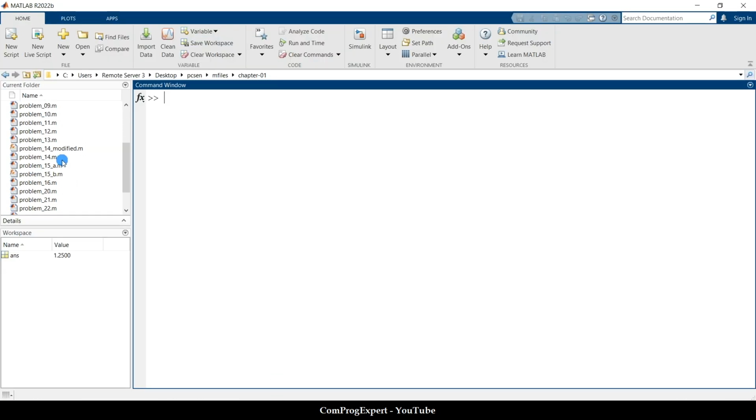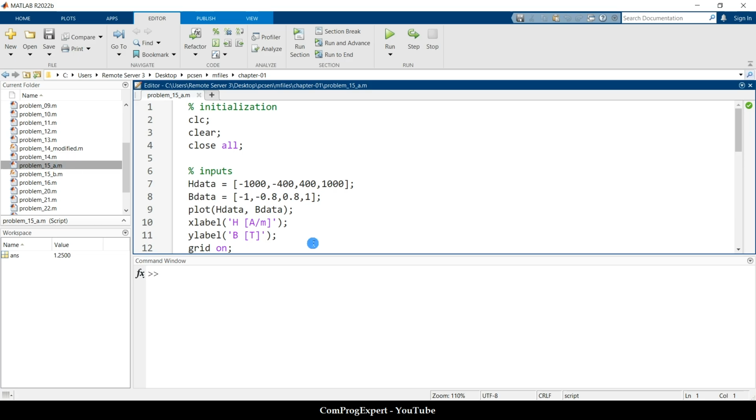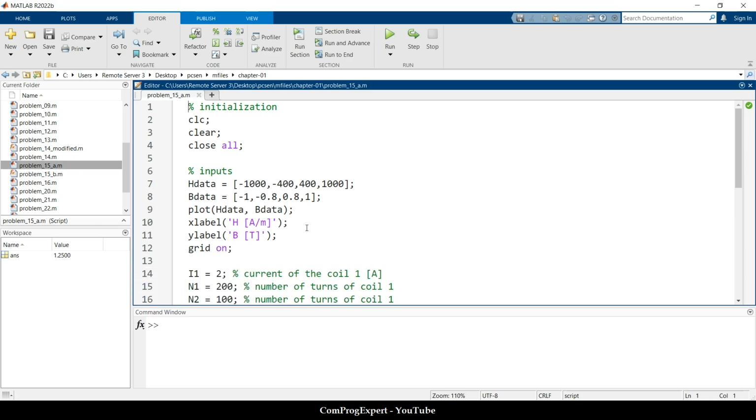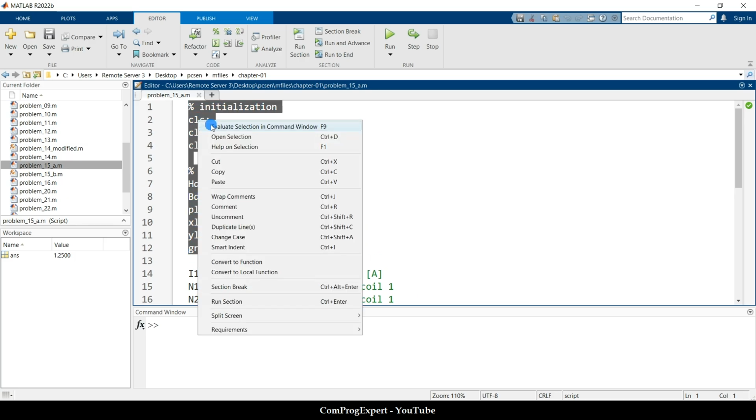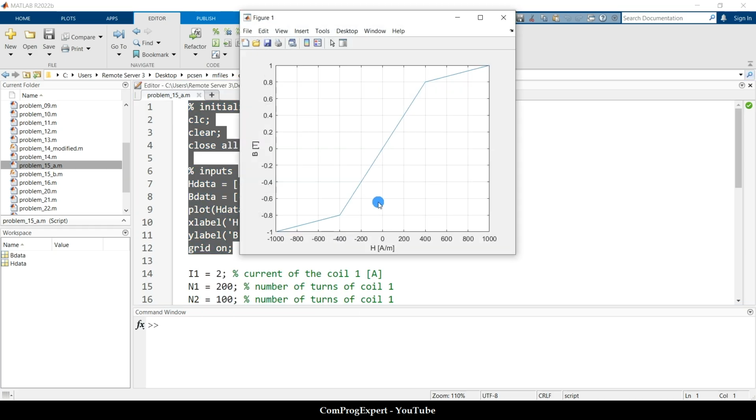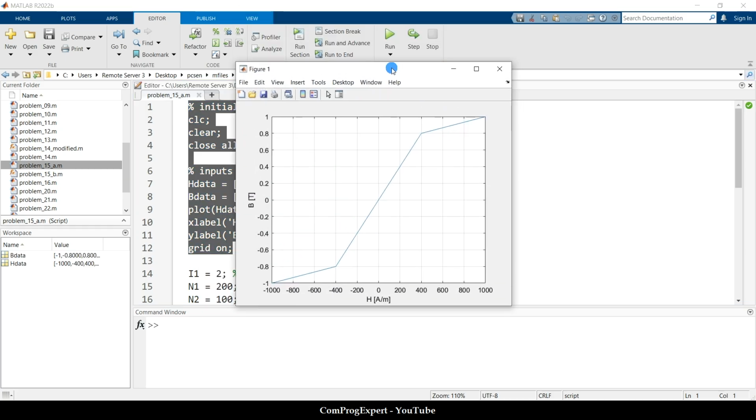Here is the code for problem 15. We have this H data and B data. This is our BH curve. So let me run this part of the code here. You can see the BH curve I constructed, also the negative part of the BH curve, because later we need it when we use the fzero function.